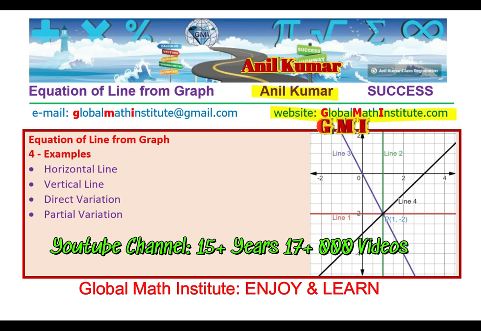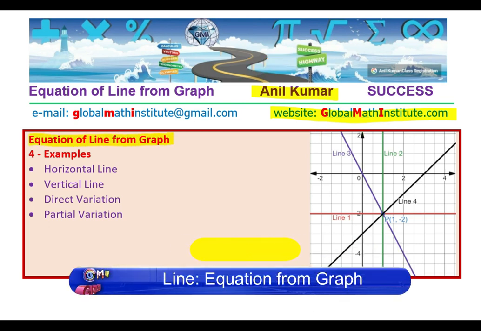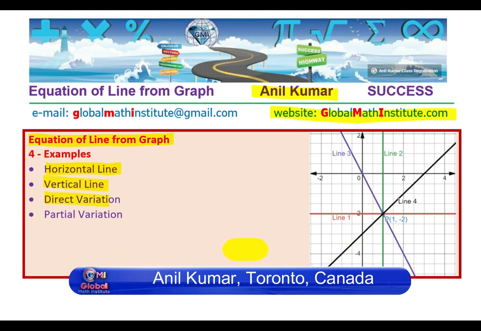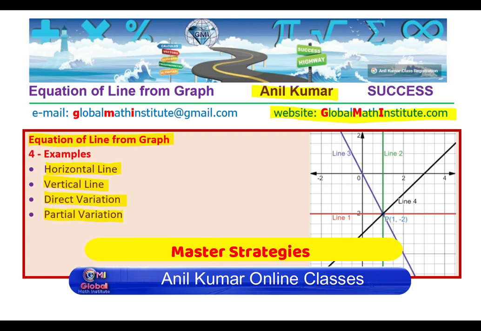In this video, we'll discuss how we find the equation of a line from the given graph. We have four different types of examples. This is a very special video where we are considering four different cases. One, when the line is horizontal; the other, when the line is vertical; and an example of direct variation along with partial variation.